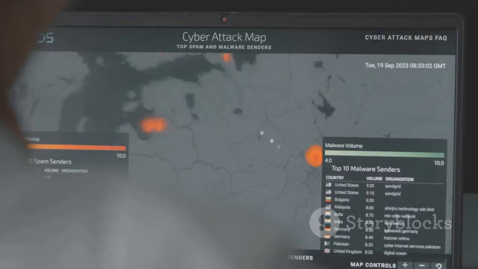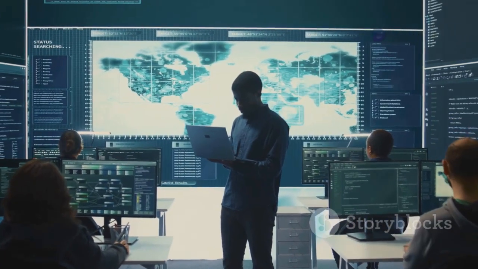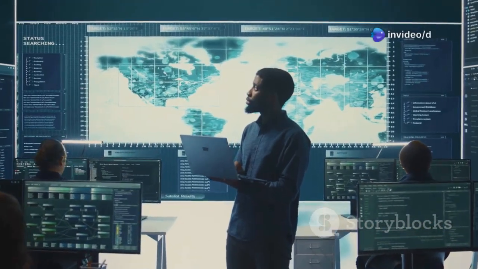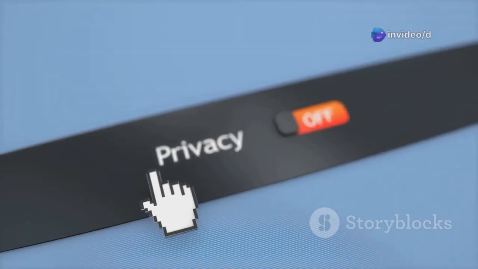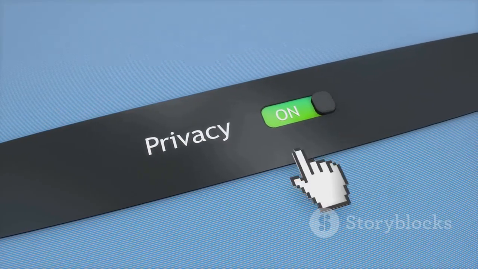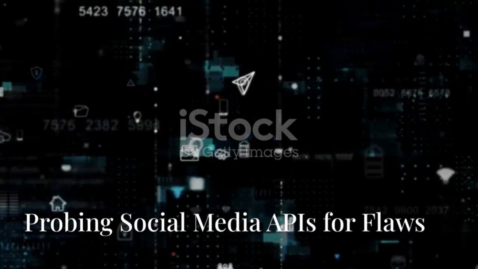Security pros use tools like Maltego and theHarvester to see what's exposed and how it could be used. Regular OSINT assessments help organizations spot leaks and manage their digital footprint. The best defense: be mindful of what you share and review privacy settings often. Awareness is your shield. Now let's look at the backend, APIs.